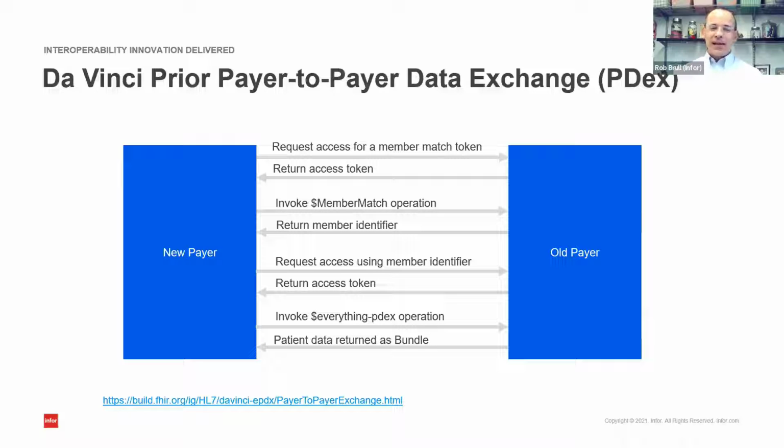Once a new payer gets that data, then it can merge it into its existing records with the information it already has on the new member. So those are the steps that need to go through in order to make all this work. And with that, I'm going to turn it over to Viken, and he can show how it works in the product.